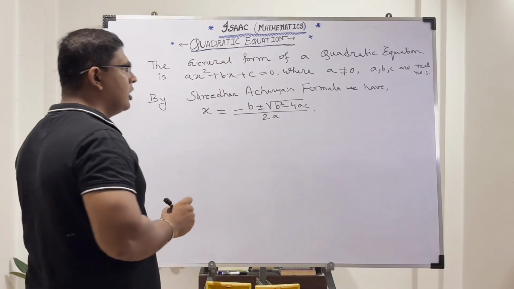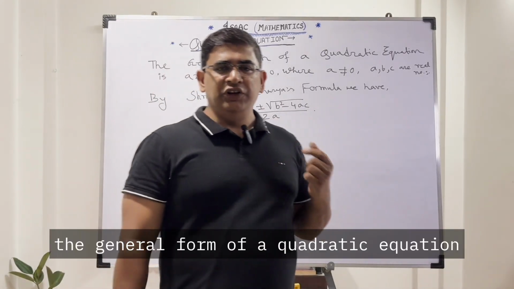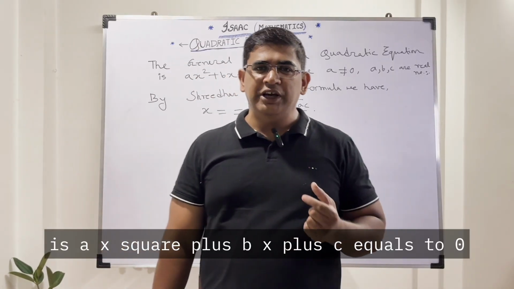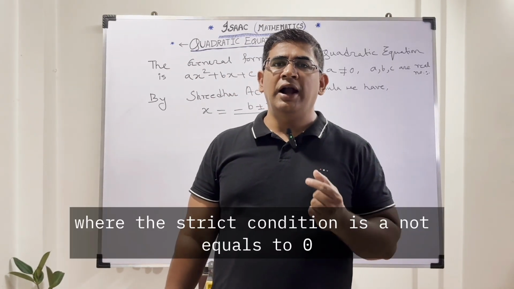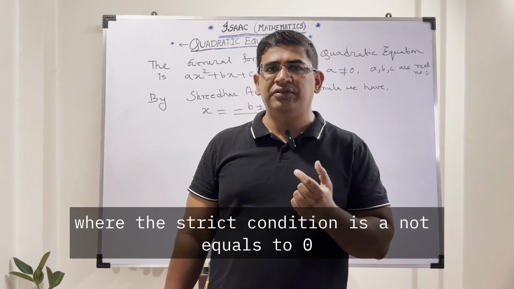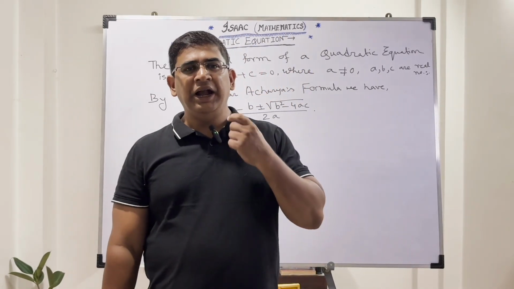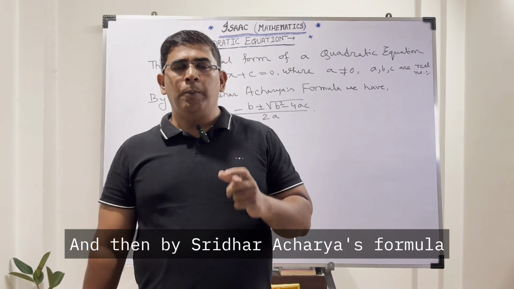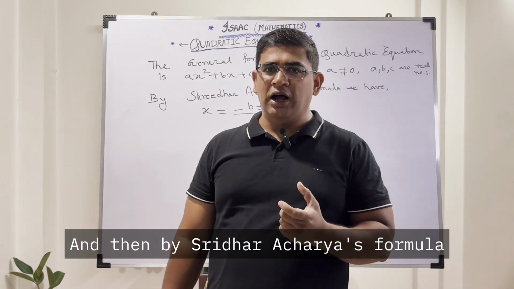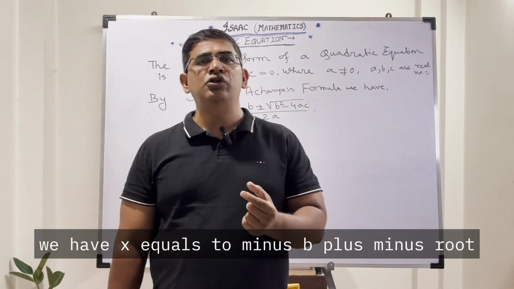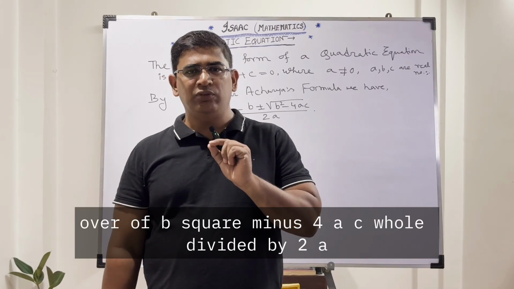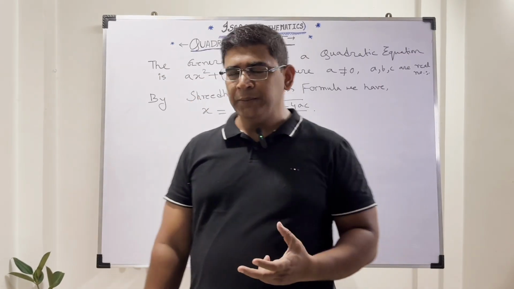Already we learned the general form of a quadratic equation is ax square plus bx plus c equals to 0, where the strict condition is a not equals to 0 and a, b, c are real numbers. And then by Sridharacharya's formula we have x equals to minus b plus minus root over of b square minus 4ac whole divided by 2a.